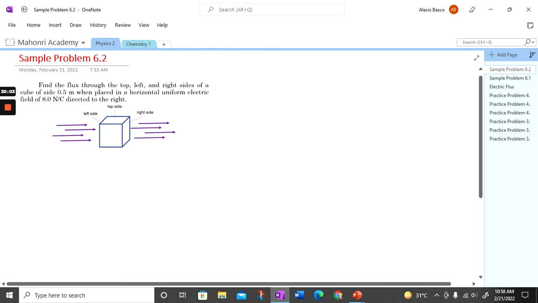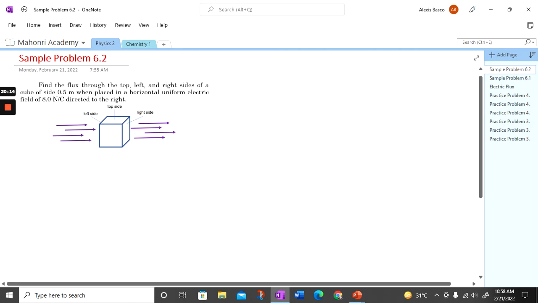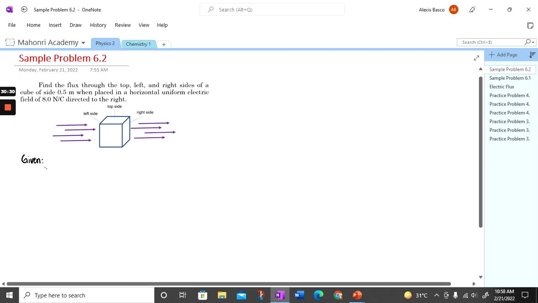Find the flux through the top, left and right side of the cube of side 0.5 meter when placed in a horizontal uniform electric field of 8.0 newtons per coulomb directed to the right. Okay, so let's try this. So let's write our given first.